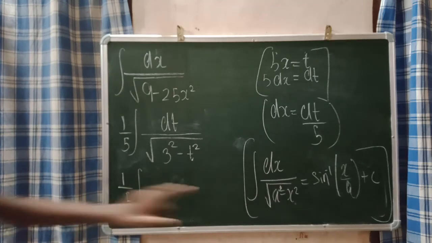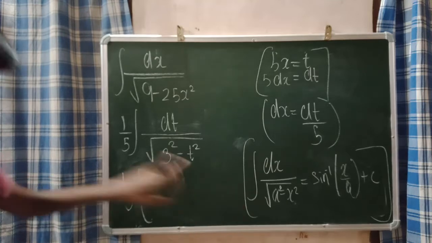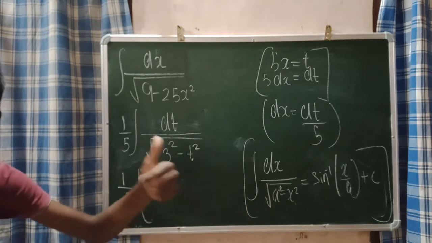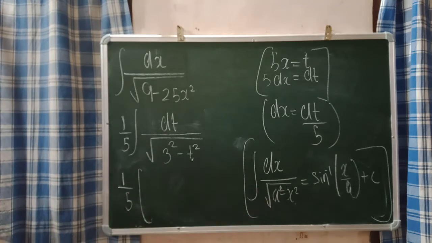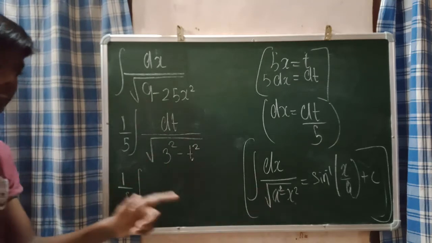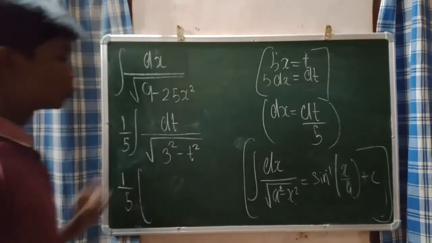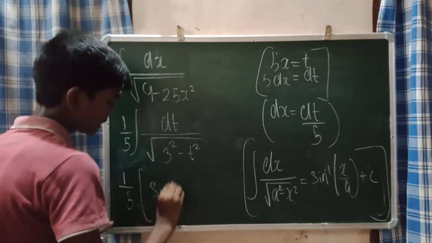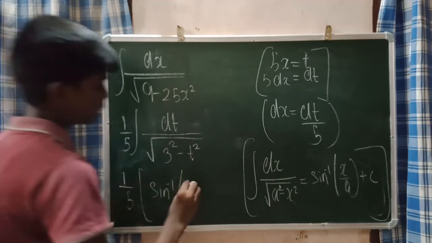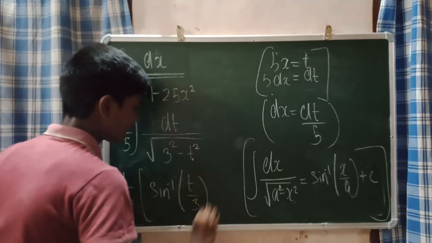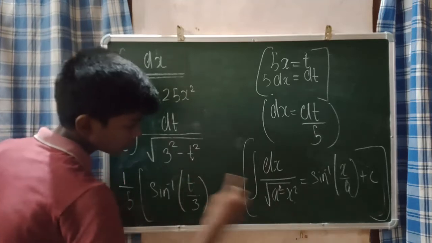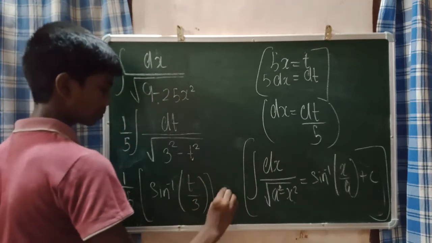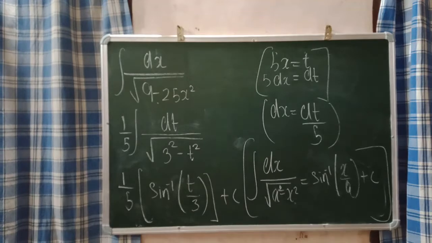Now here a is 3 and x is t, because we know that a is the constant and x is the variable for this particular integral. So this is nothing but sine inverse of x by a. What is x by a? x by a is t by 3, because x is t and a is 3, then plus some constant.